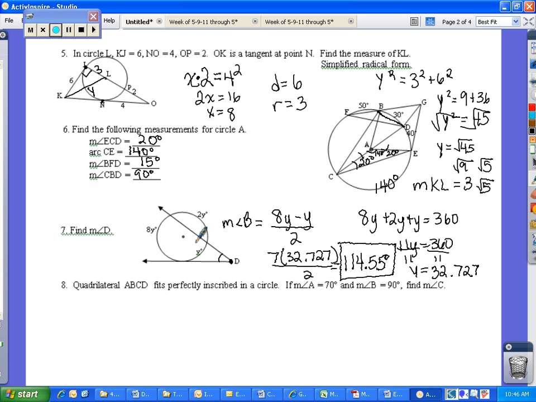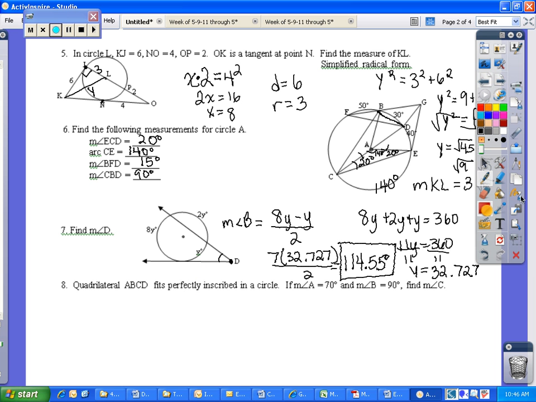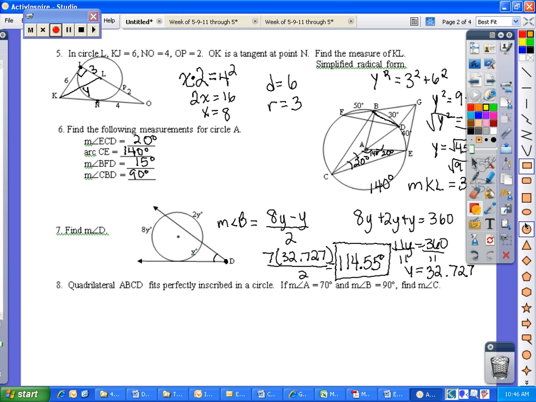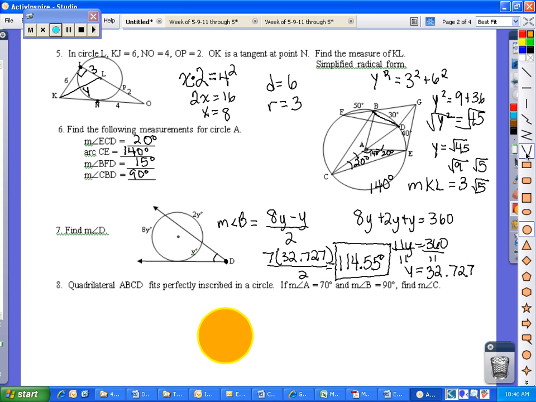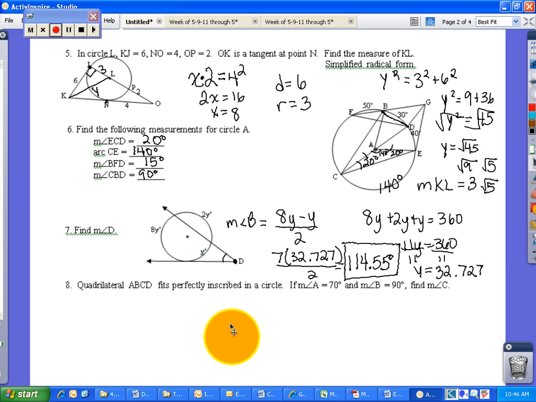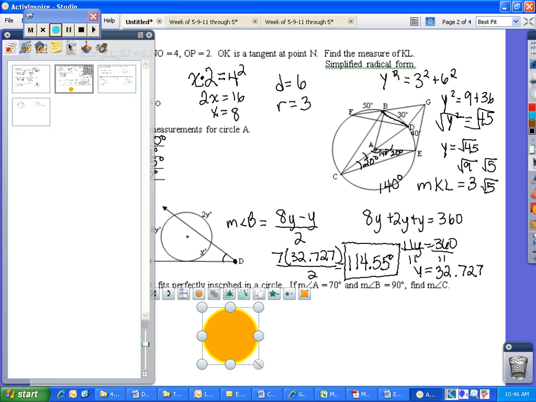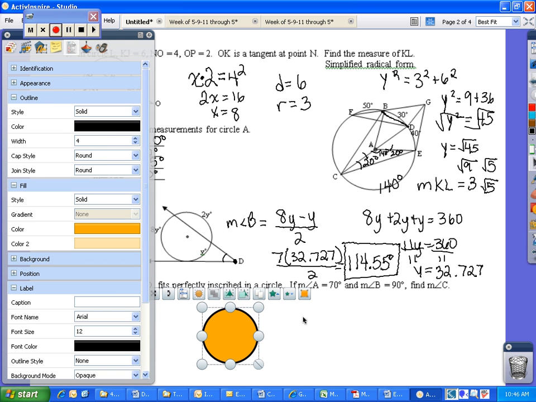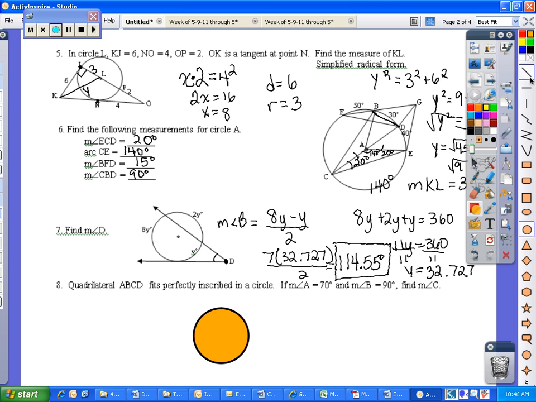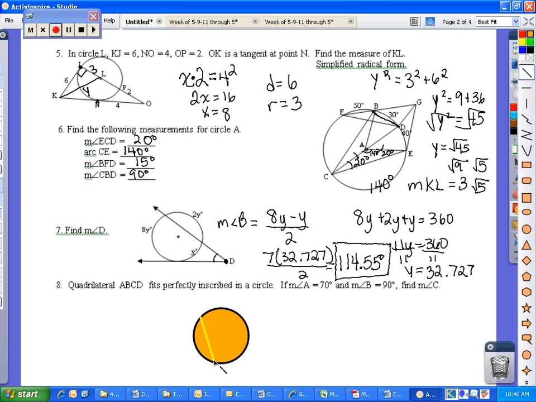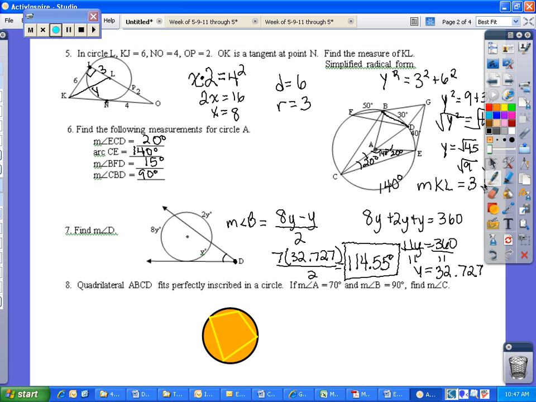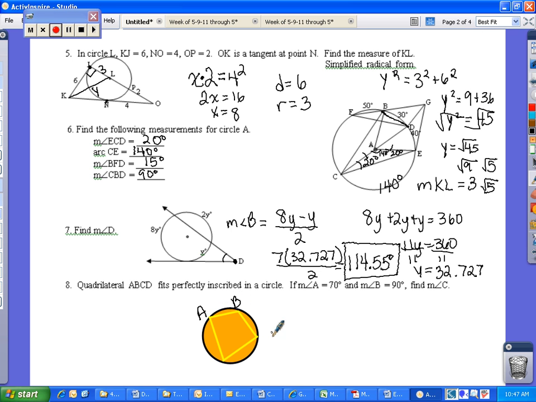All right. Number 8, last one on the front. Quadrilateral ABCD fits perfectly inside a circle. So if I have a circle, so let's pull a circle out here, and I know that a quadrilateral fits perfectly inside of that circle. So I have something that looks like this. I have a quadrilateral, and it fits right perfectly inside, meaning that it's inscribed. Okay, so here is A, B, C, and D.